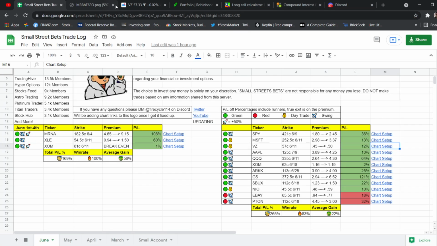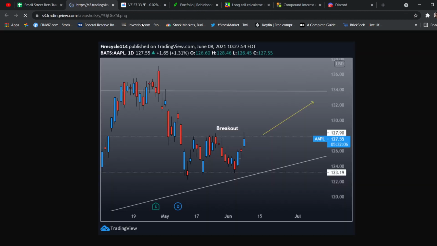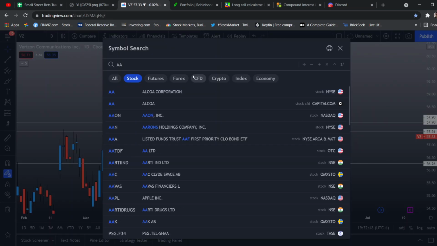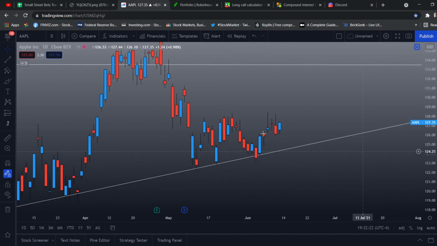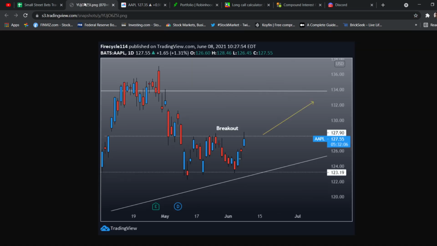And then the next play we took was Apple. This was a play on the small account challenge, and again we had this major resistance. Let's look at Apple. As you can see, we have this major resistance at Apple at 128, and we got our calls right around over here, and that was a 10%. We had a whole month on the expiration on Apple.